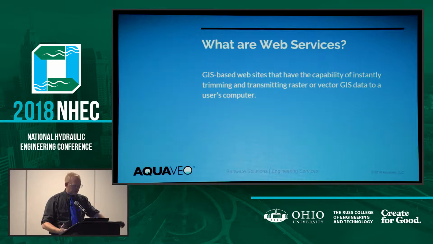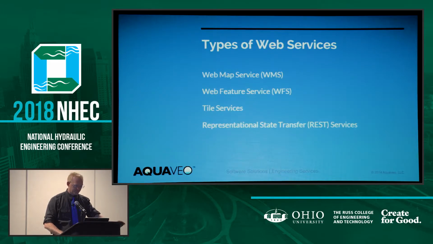And so what are web services? They're GIS websites that have the capability of instantly trimming and transmitting raster or vector GIS data to a user's computer. In other words, you get on your computer, pull the information, and just the information you need in that area. So there are several types of web services.